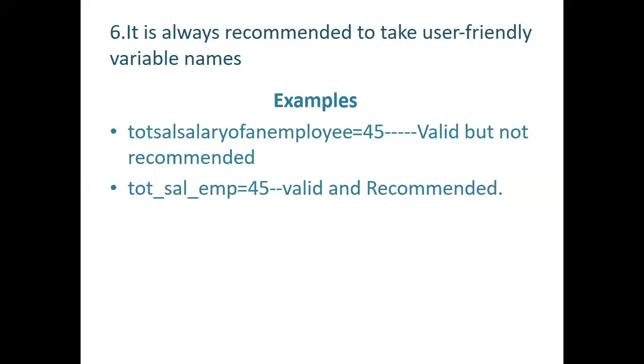Like, if I write, total salary of an employee is 45. I'm not using the space because I'm not using the special symbol. Total sal of an employee is equal to 45. It is valid, but it is not recommended. So what can be used? Total_salary_employee is equal to 45. So this is acceptable and also recommended.